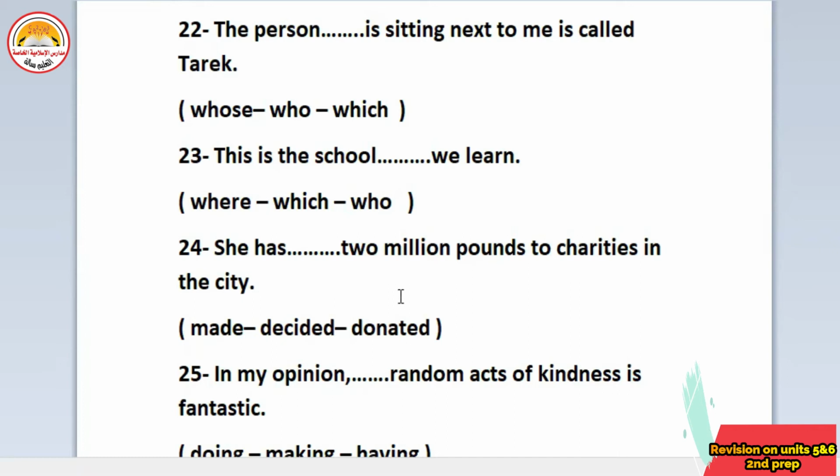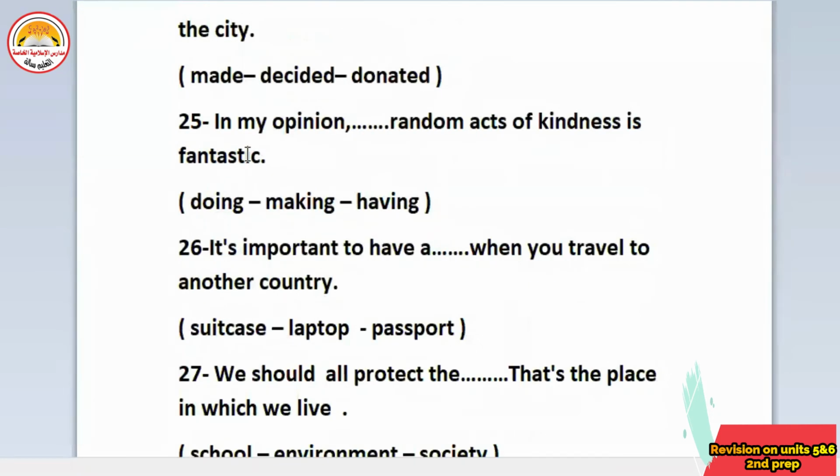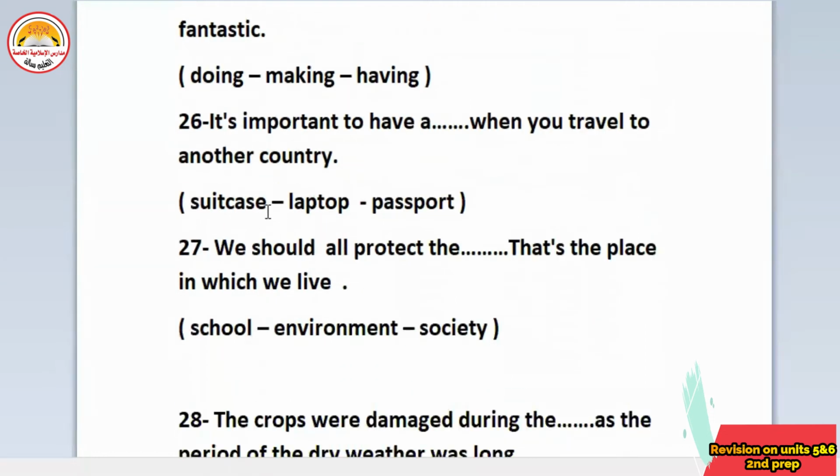Number 25, Hannah Lotfi. In my opinion, choose from doing, making, having. Doing. Very good. So number 25 will be, in my opinion, doing random acts of kindness is fantastic. Number 26, Malak Ashraf. It's important to have a passport when you travel to another country. Passport, very good. It's correct.